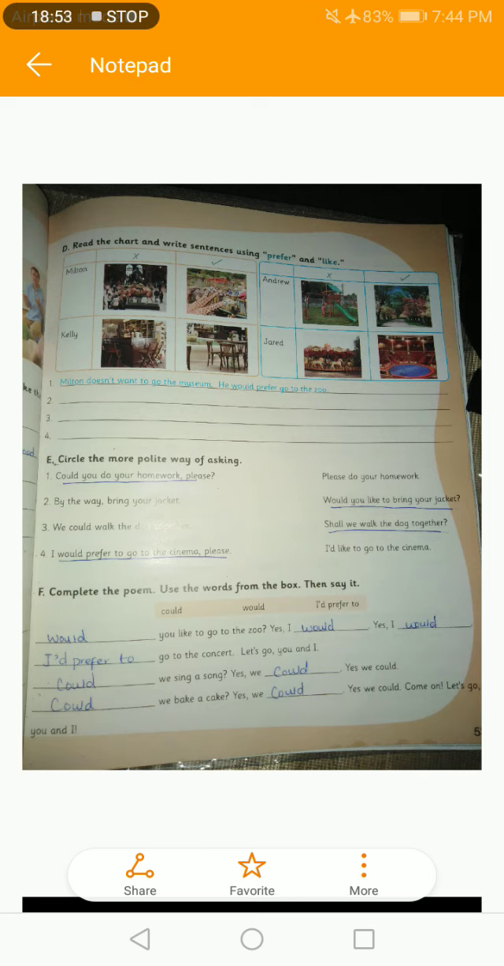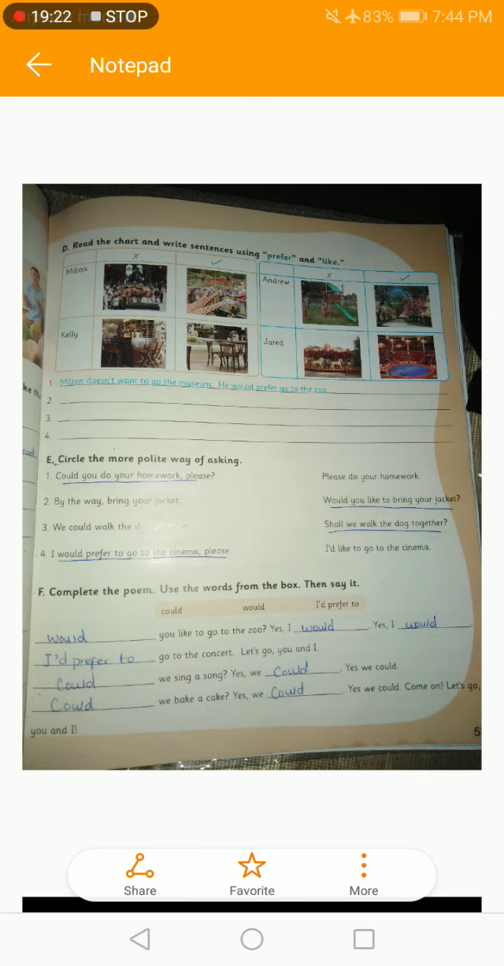Then we have third, we could walk the dog together. Or shall we walk the dog together? So the second one, shall we walk the dog together, is the more polite way of asking. Then look at the fourth one. I would prefer to go to the cinema, please. Then I would like to go to the cinema. So in between these two sentences, the first one, I would prefer to go to the cinema, please, is the more polite way of asking.